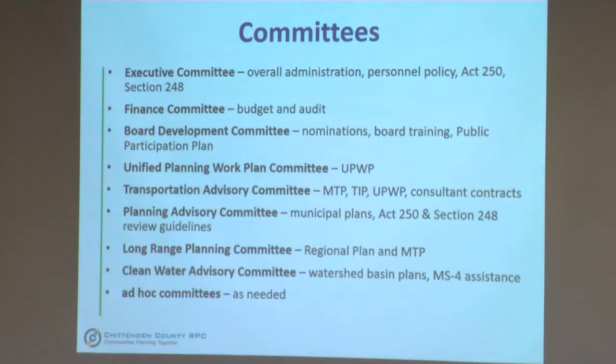The Clean Water Advisory Committee is our newest formal committee. They look at the watershed basin plans, which is something that the Agency of Natural Resources works on, and also review assistance that we provide to the MS4 community. So feel free to flag me with acronyms. But MS4 is a stormwater permit from DEC on our urban towns, and they have some common requirements that we help them out with that get reviewed by a subcommittee of the Clean Water Advisory Committee.